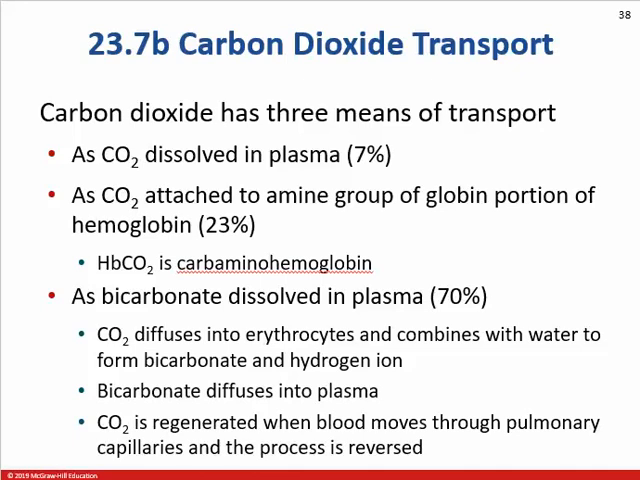So when we get to the lungs, the dissolved carbon dioxide leaves, the carbon dioxide attached to the hemoglobin leaves and goes into the air, and a bunch of the bicarbonate then recombines to become carbonic acid, which then breaks apart and becomes CO2 again. So that equilibrium, that's how we breathe out. So we transport oxygen mostly on the hemoglobin, carbon dioxide 7% dissolved, 23% attached to the hemoglobin, and 70% as bicarbonate.